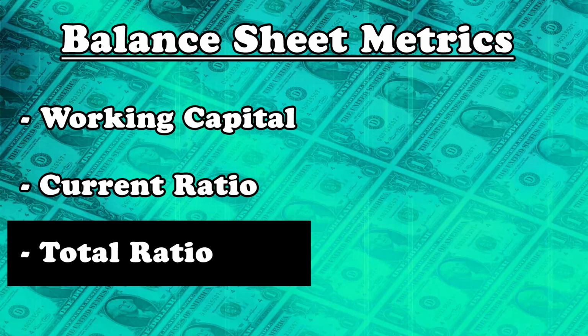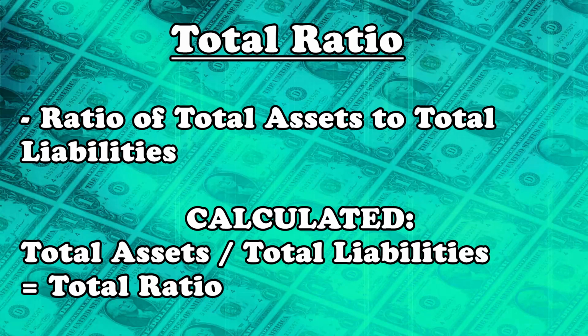And then finally, we have the total ratio, or the asset to liability ratio, and that's just calculated by dividing the total assets by the total liabilities to get a ratio. And just like before, I like to see a ratio of 2 or 3 if I can get it.